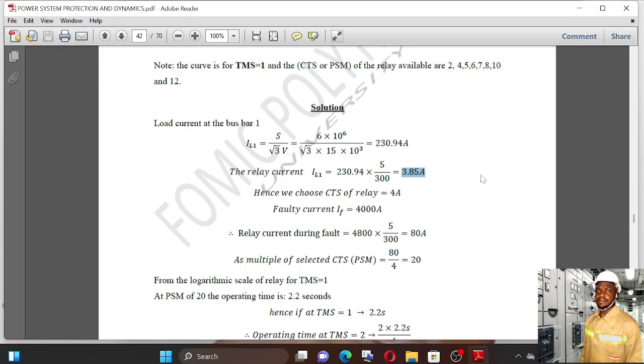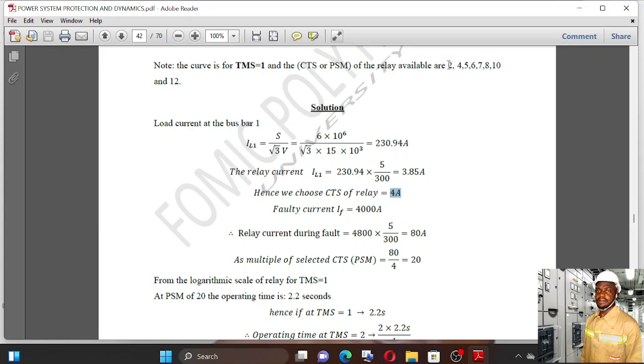So with respect to this, that's what you use now to select the relay characteristic, right? So we'll select a relay of current tap setting of 4 ampere. So if you are going to go and buy a relay, right, for your protection scheme, you're going to buy the relay of current tap setting of 4.